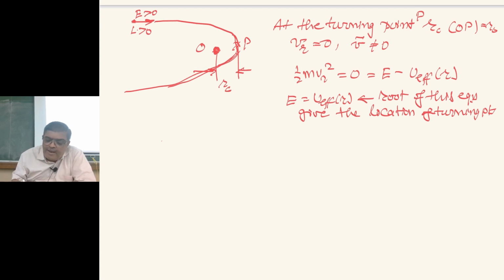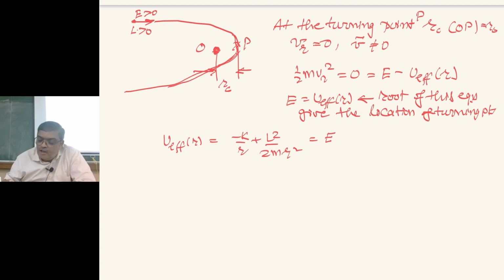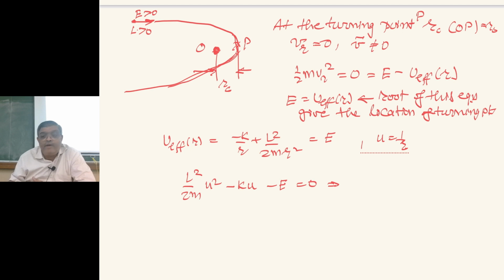So I'm going to find that U effective of R, we've already found out, is equal to minus K by R plus L squared by twice M R squared, and that has to be equal to E. So let us put u is equal to 1 by r so that this becomes a quadratic equation in u. So I am left with L squared by twice m u squared minus ku minus E is equal to 0. So let us try it. This is a quadratic equation. I can find the roots.